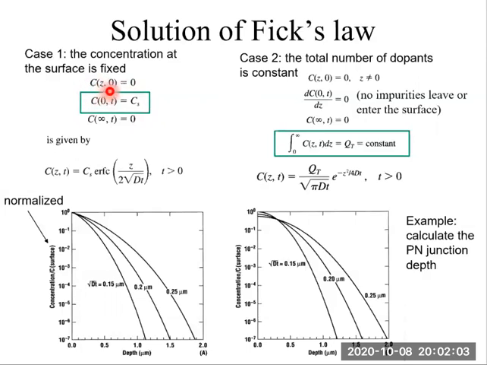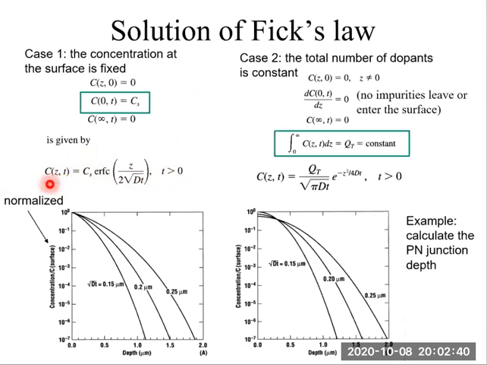In addition, we assume C(z, 0). Now we use z to represent the position. It's the same as x in the previous slide. At time 0, namely t equal to 0, the concentration everywhere is 0. So there's no impurity in silicon initially. That's the initial condition. Then the solution of Fick's law is given by this formula.